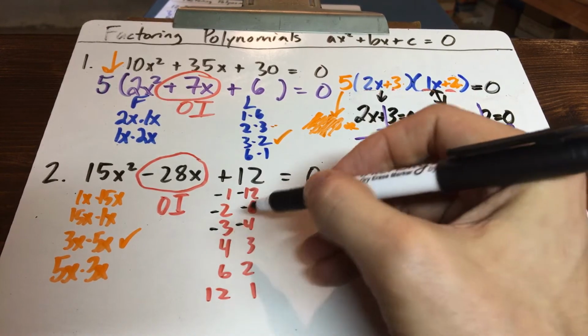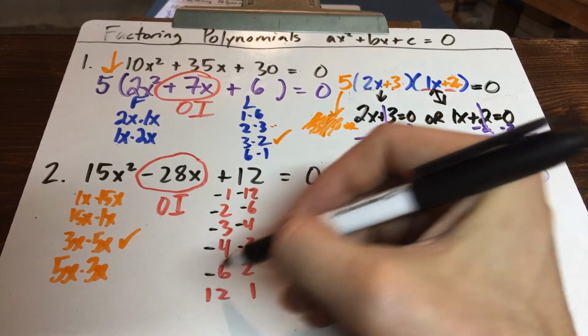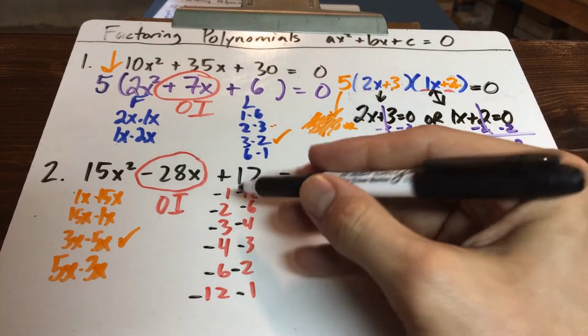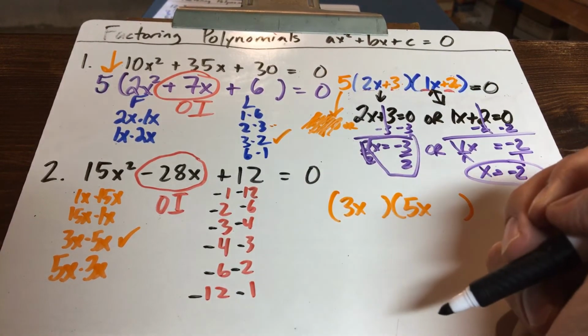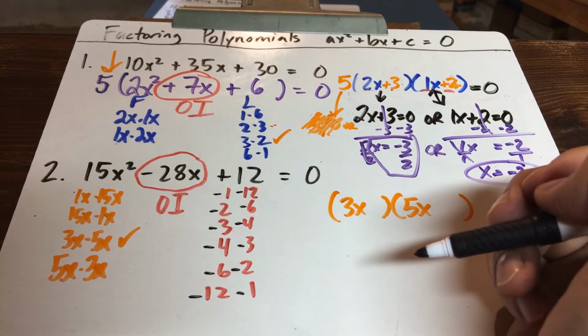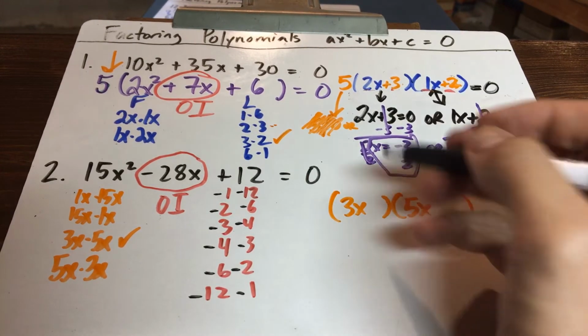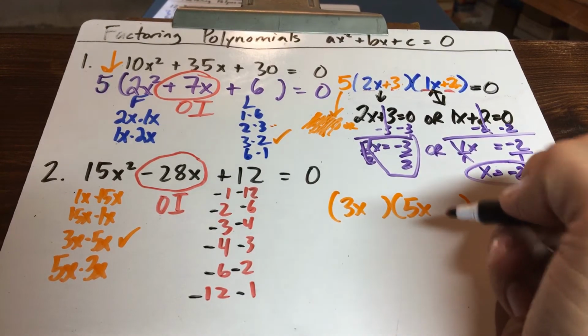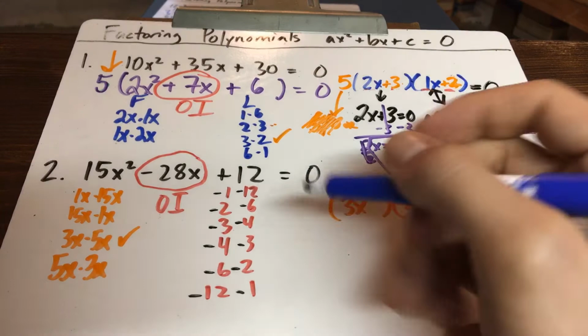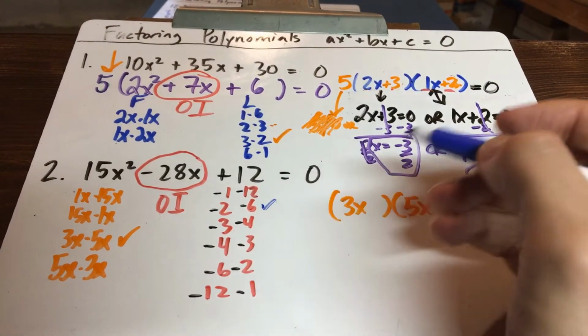Negative 6 times negative 2 also equals positive 12. Negative 12 times negative 1, negative 6 times negative 2. It's got to be one of these combinations. It's probably not the 12 and the 1. It could be the 4 and the 3. It could be the 6 and the 2. Let me try the 6 and the 2. I'm going to go with this one, and we'll see if this works.